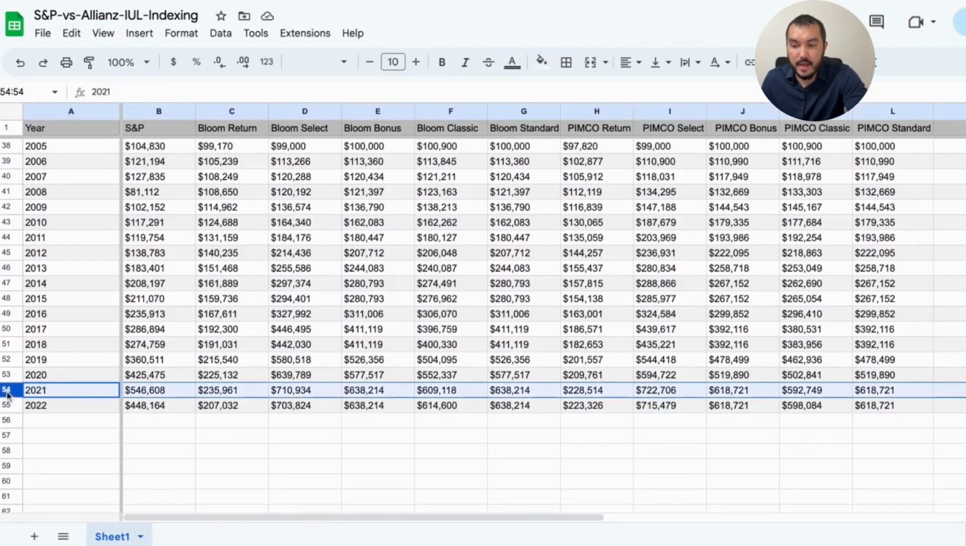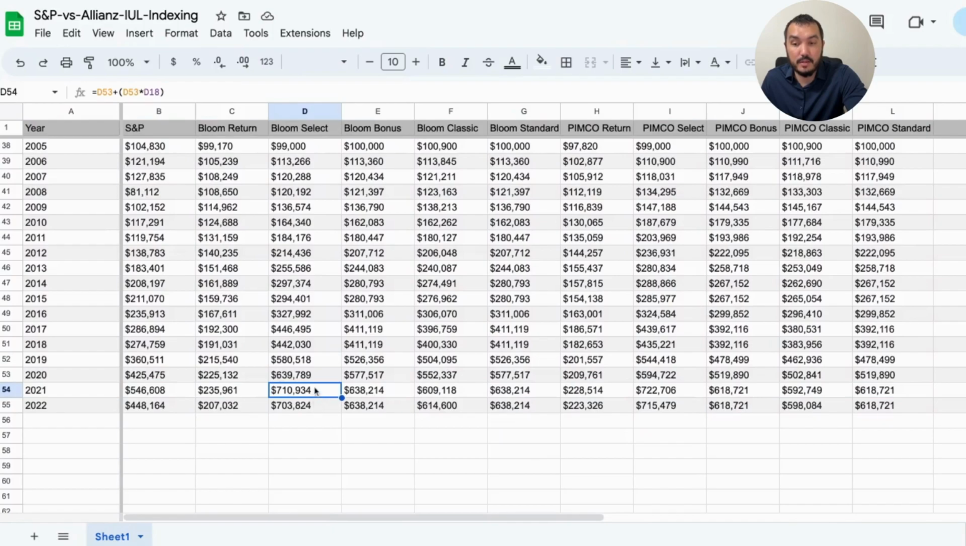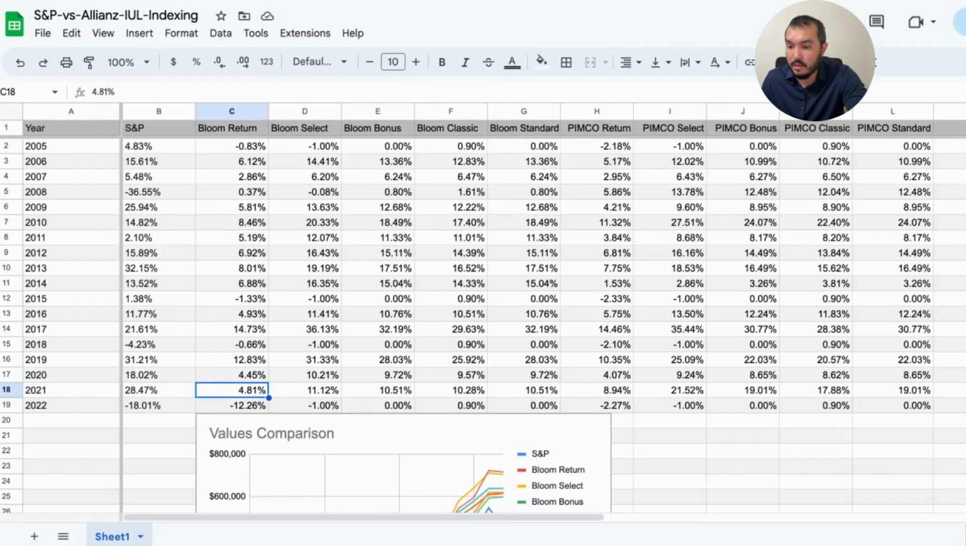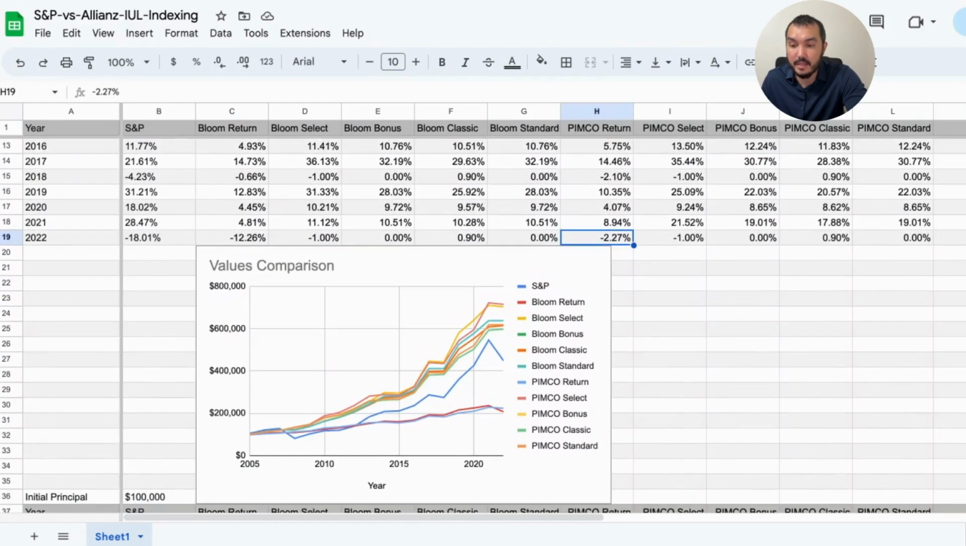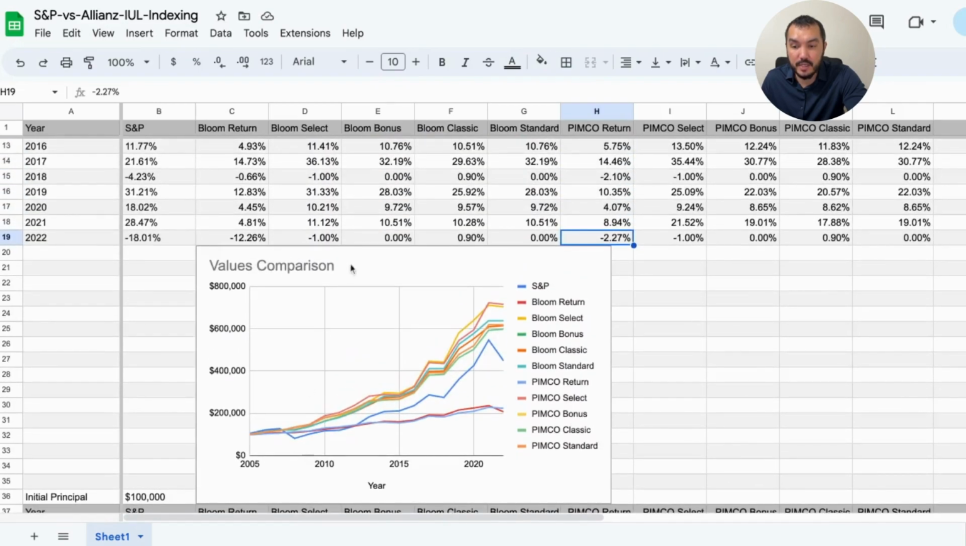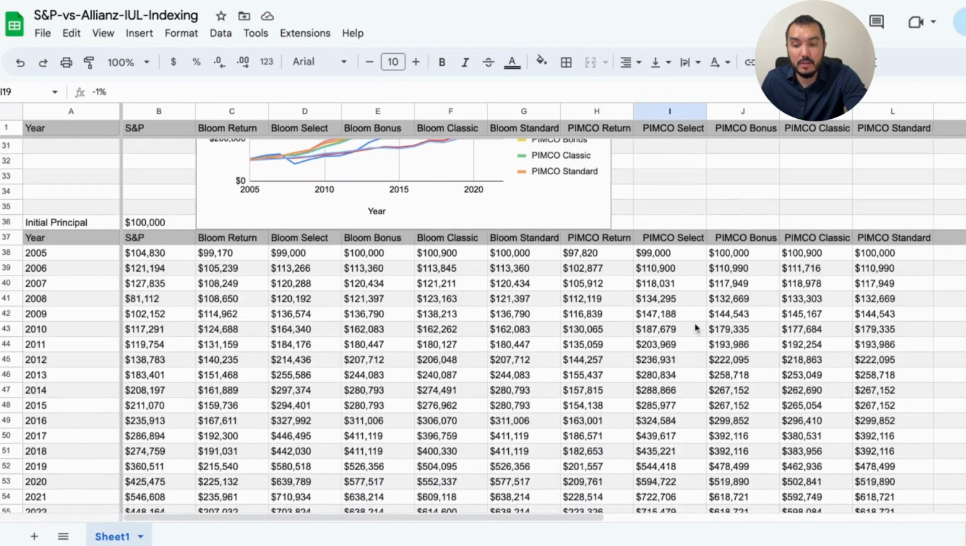And so with that, you can see that these strategies were not as negatively affected in 2022. These index funds went down. In 2022, the Bloomberg did have a negative 12%, and the PIMCO had a negative 2.27%. So there was a bad year for those index strategies. However, you don't actually lose that, because when you have the select strategy, your floor is that negative 1%, or these other strategies are either 0% or 0.9%. So that's why these are not as impacted.